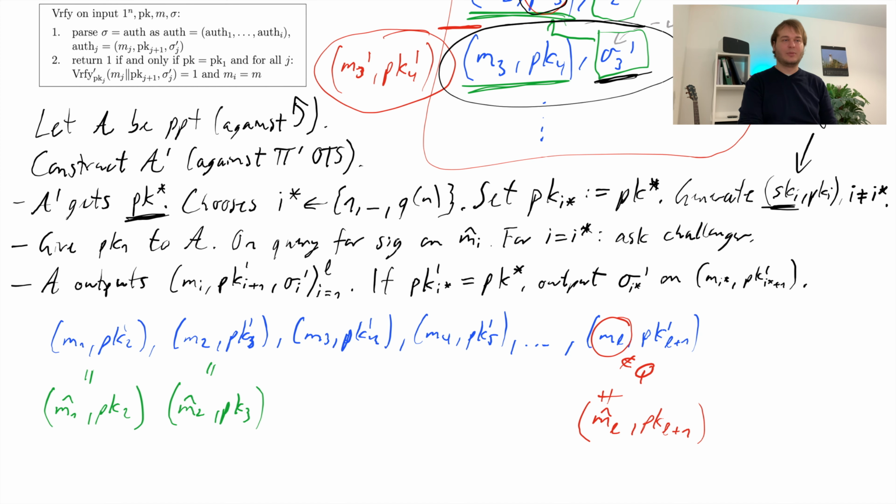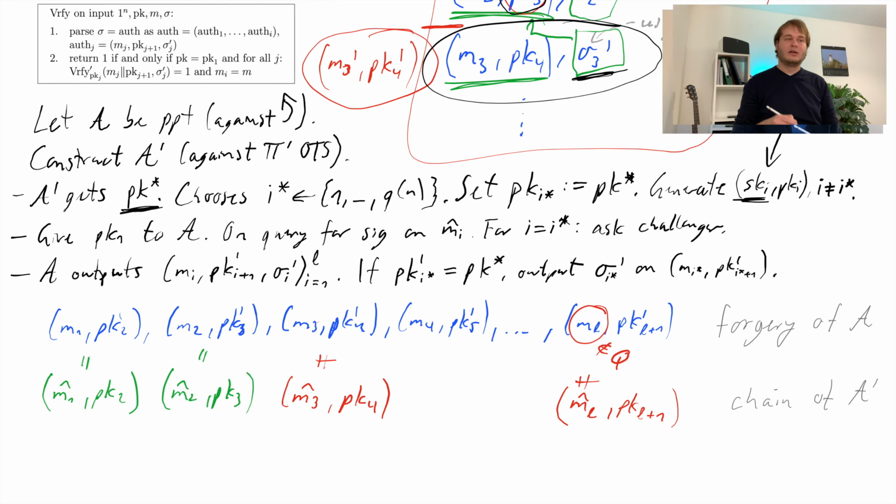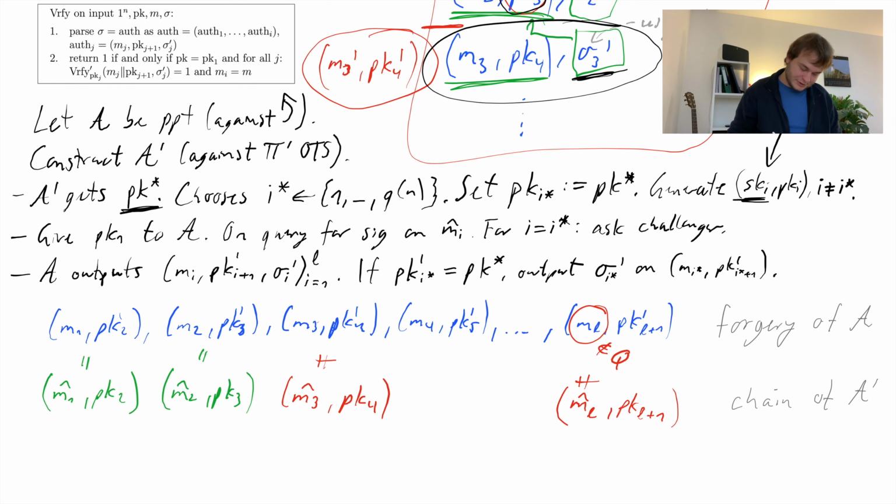Because clearly ML cannot be ML head. So at some point in this chain, there needs to be the first index where it's not the same as in our chain. So let's say the first two are equal to the chain that we had, and then the third one is the first part of this chain that is not the same as in our chain. Then this is our forgery.